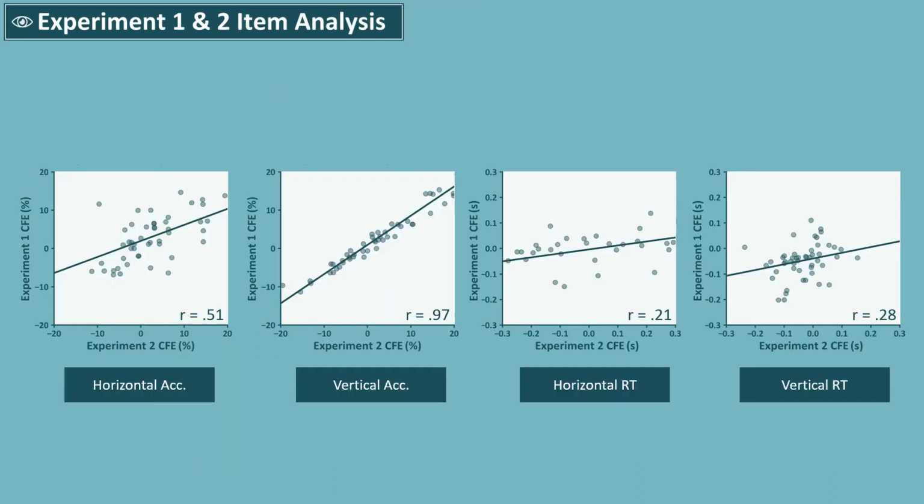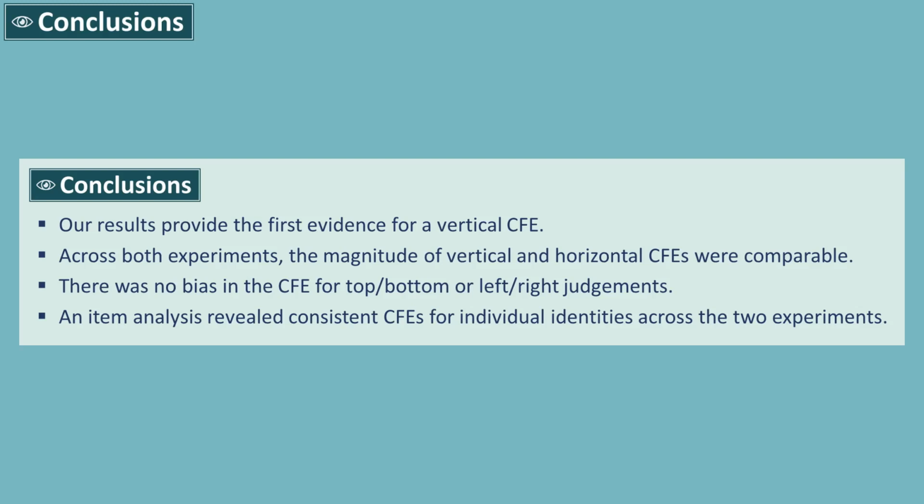An item analysis revealed a high degree of consistency in composite effect size across individual identities used to construct composites, particularly for accuracy. To conclude, our results provide initial evidence of a composite face effect for vertically divided faces.